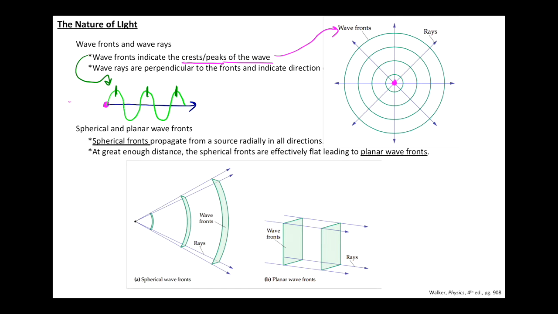Once we have that, you'll notice I already drew a blue arrow there. If I draw a line that's perpendicular to the wave fronts, we call these wave rays. Perpendicular to the wave fronts are the wave rays, and they indicate the direction that the wave is traveling. So you can see we've drawn a bunch of rays just traveling all directions out from this particular source of light.